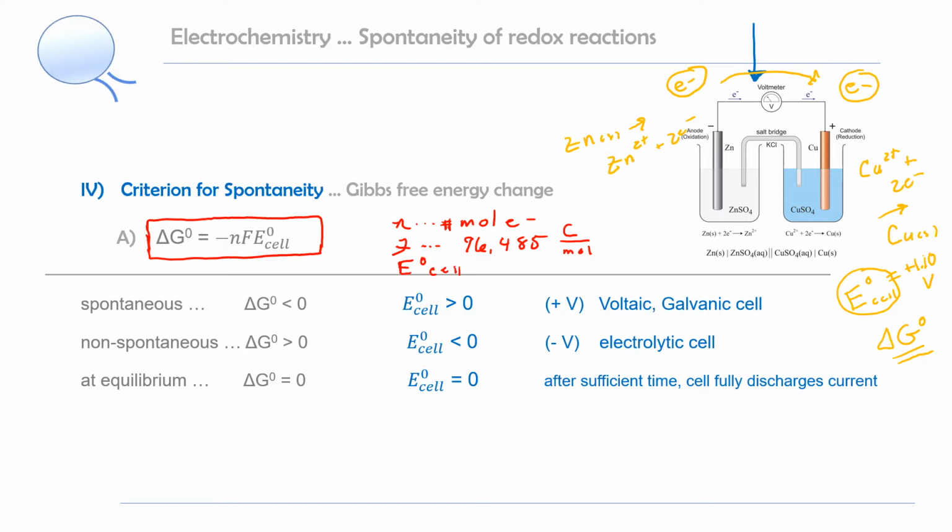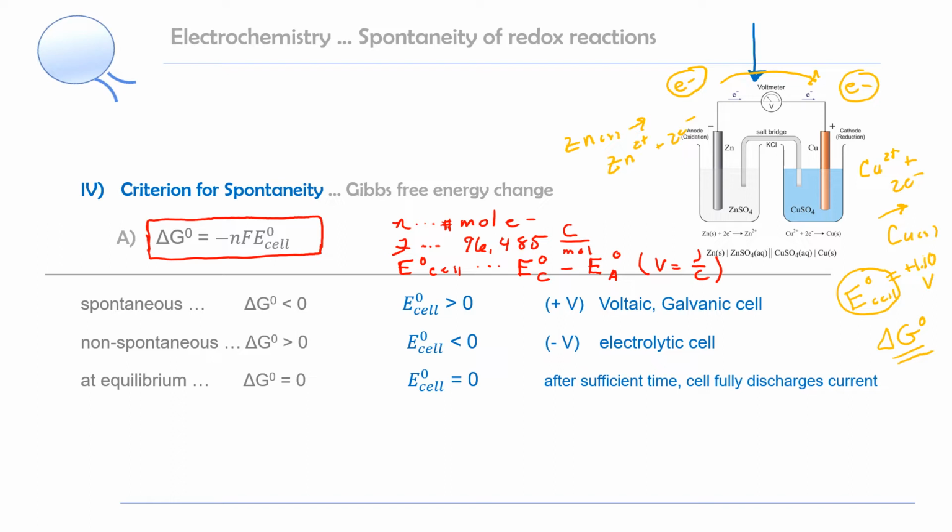We can predict it by going to the standard reduction data tables and taking the standard reduction potential of what's happening at the cathode minus the half reaction at the anode, and we can come up with that cell potential, and that's going to be in units of volts, and a volt is unit-wise a joule over a coulomb.